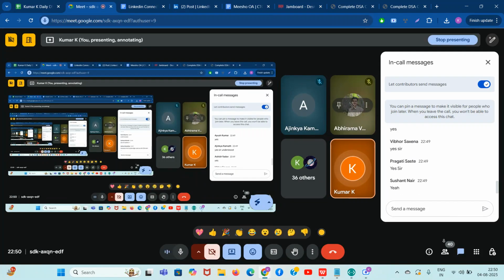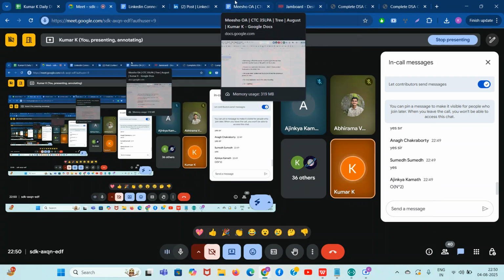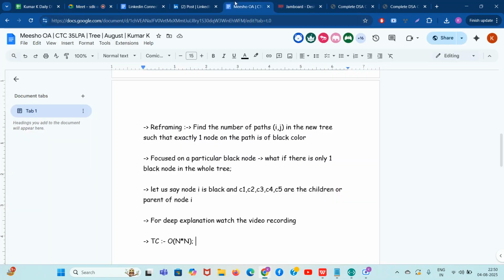So guys, tell me the time complexity. N square you have written. Only Ajinkya has written. What about other people? Other people also have to write it. Do you guys understand that because we are doing BFS from each black node.